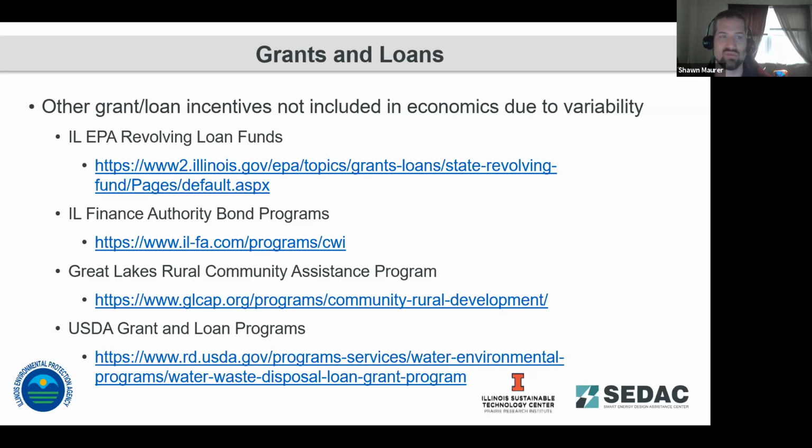We include the EPA revolving loan funds, finance authority bonds. The Great Lakes Rural Community Assistance Program has assistance for figuring out rates. They also help with grant applications, things like that. USDA has some grant and loan programs. And we're also looking at now the new federal level Recovery Act grants and loans that are coming out. We're including those in our reports as well.